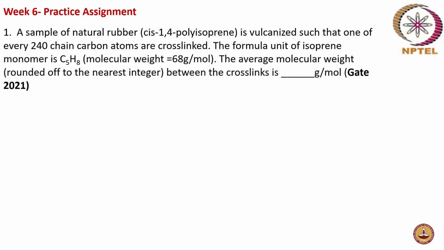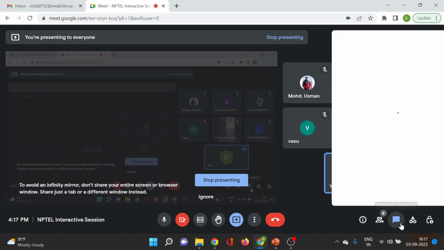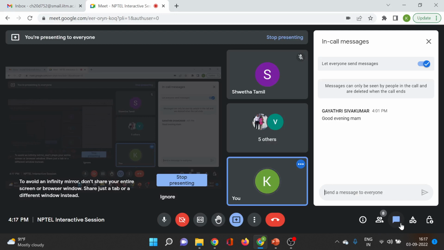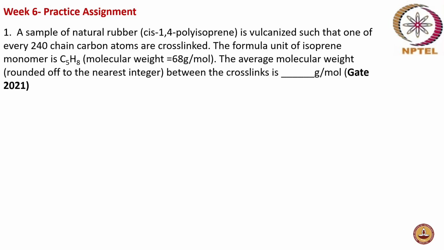So how do you estimate it? Any thoughts? There is nothing right and wrong. Whatever you think, you can just say. Are you able to understand the question? What they have asked? Okay. So no thoughts, is it? Okay. So shall I solve the problem?